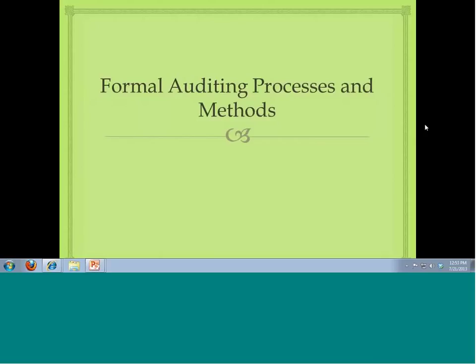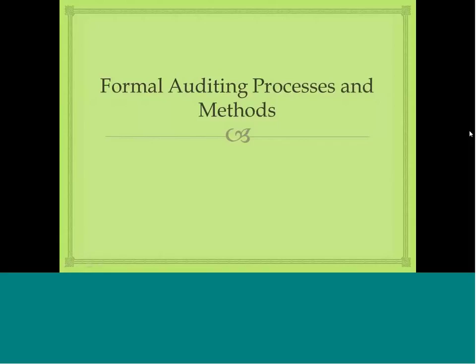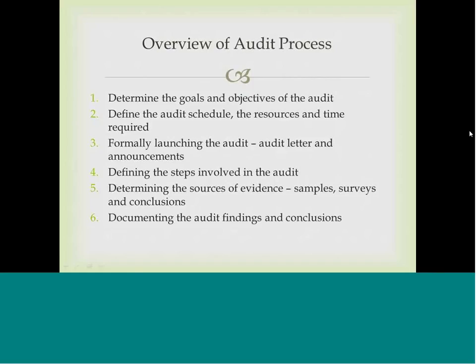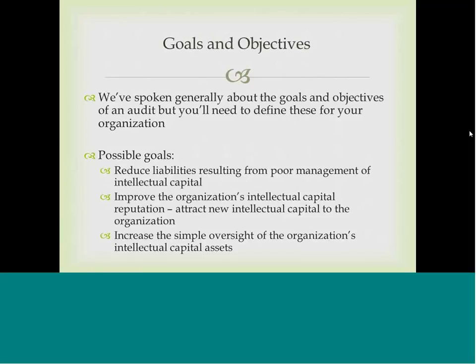Now let's discuss formal auditing processes and methods. There are 6 steps to a formal audit process. Step 1 is to determine the goals and objectives of the audit. Goals that we've already referenced might include things like reducing liabilities resulting from poor management of intellectual capital, improving the organization's intellectual capital reputation, attracting new intellectual capital to the organization, and increasing the simple oversight of the organization.